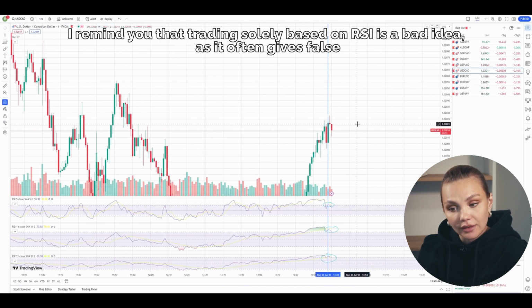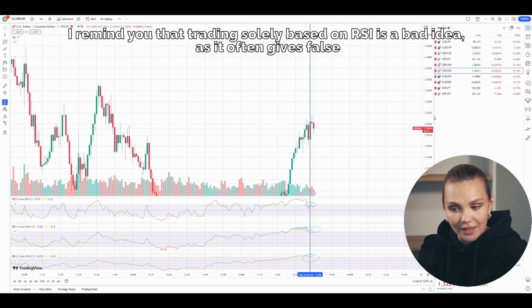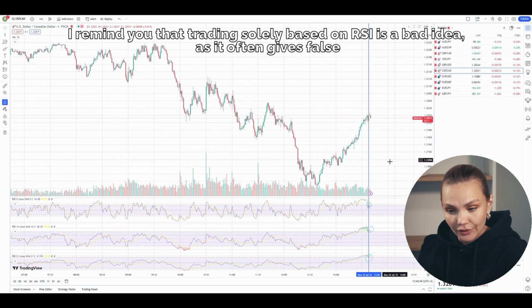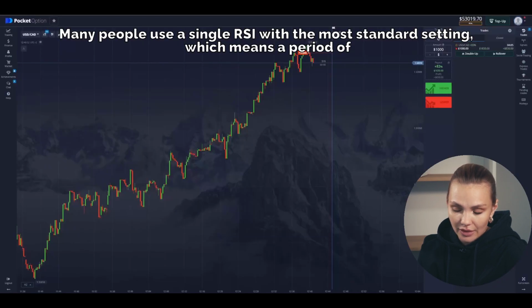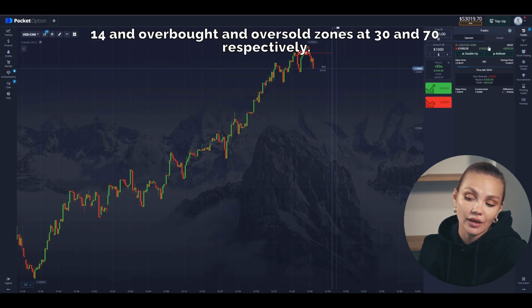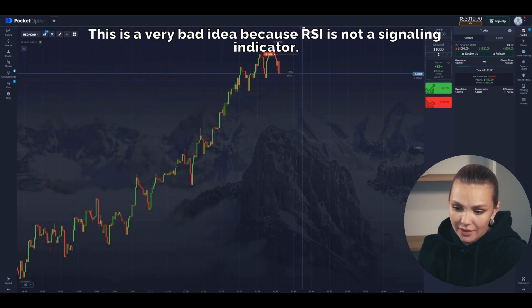I remind you that trading solely based on RSI is a bad idea, as it often gives false signals. Many people use a single RSI with the most standard setting, which means a period of 14 and overbought and oversold zones at 30 and 70 respectively. This is a very bad idea because RSI is not a signaling indicator.